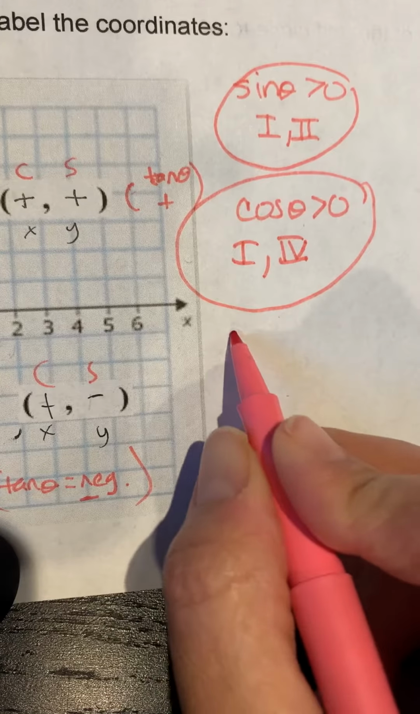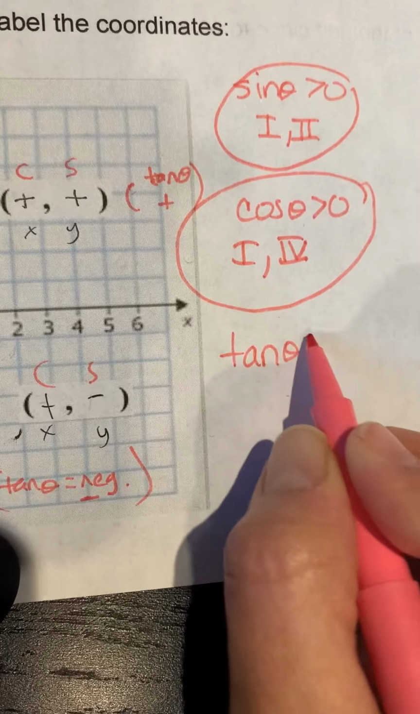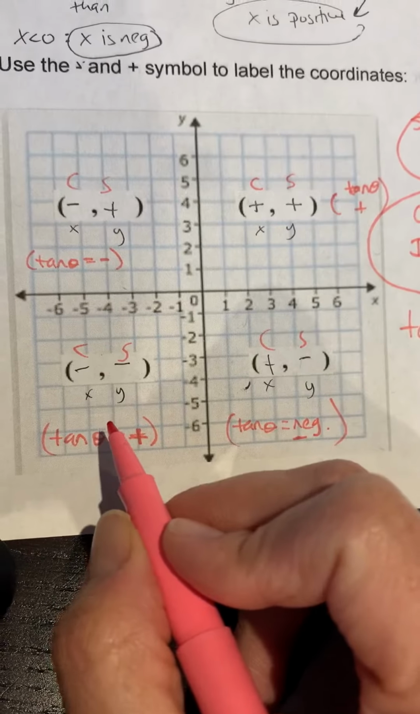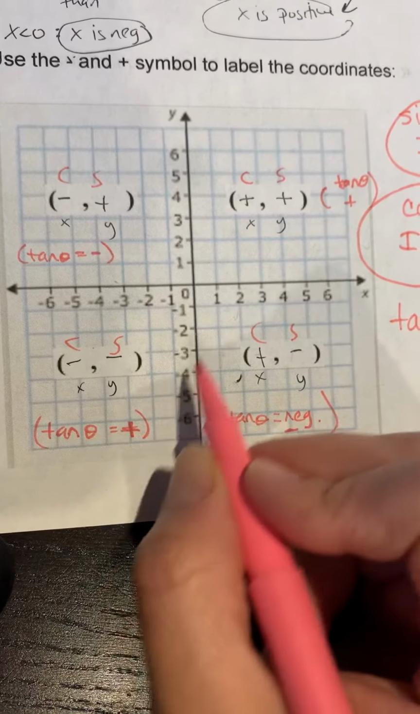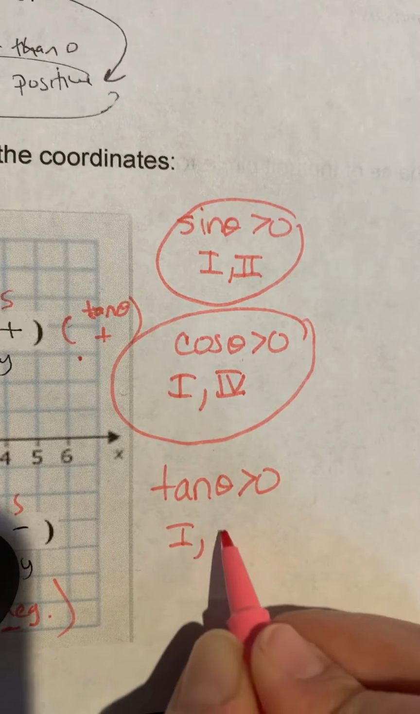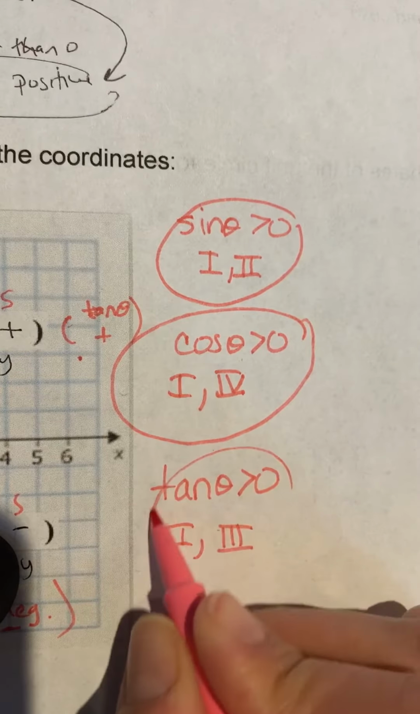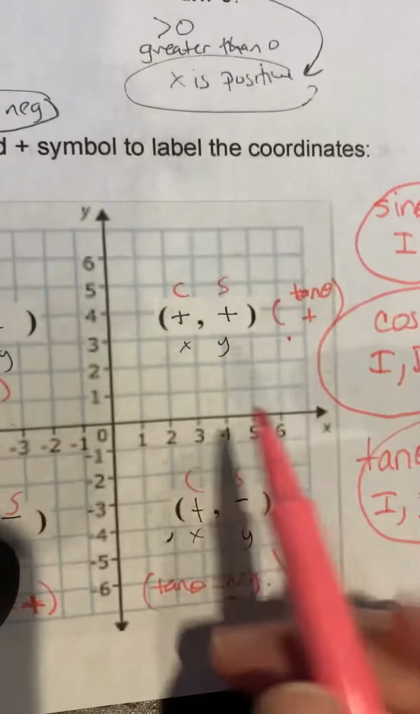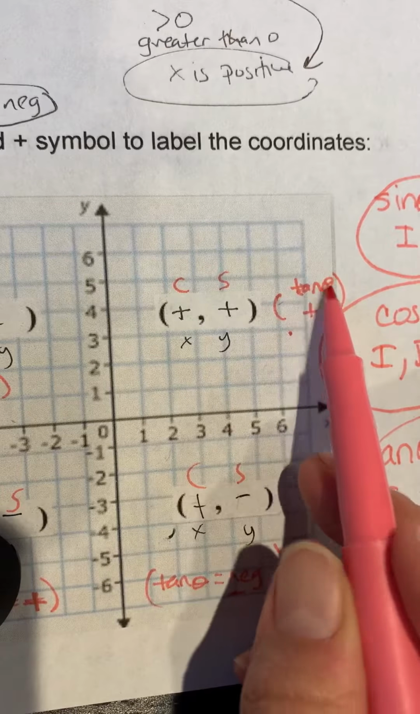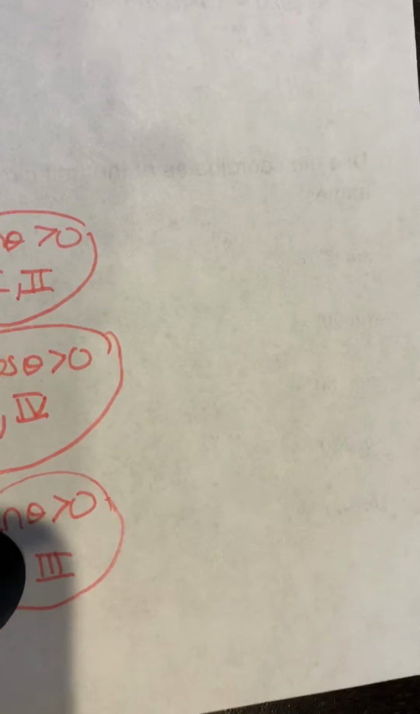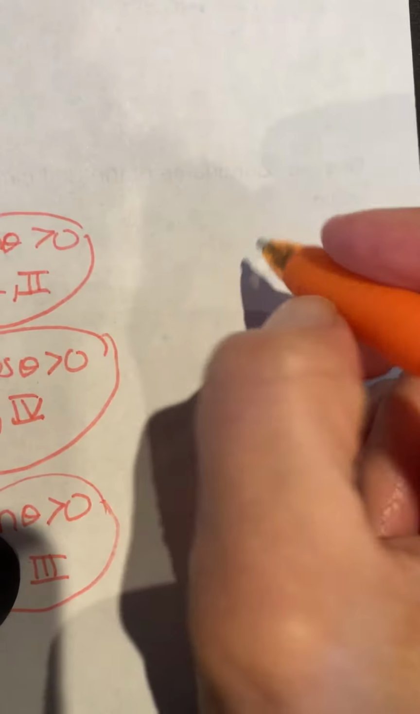Where is tan positive? Tan is positive in this quadrant and that quadrant, quadrant 1 and quadrant 3. So as you notice, whether it's sine, cos, or tan, they are all positive in the first quadrant. So I'm going to make a very important note here.